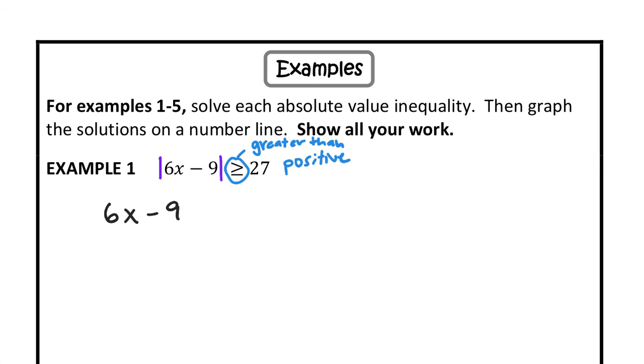Either we have less than or equal to negative 27, or 6x minus 9, copy the equation, greater than or equal to positive 27. Okay, and I'm just following the idea of the previous page. So I have two problems to solve, and let's solve for x. So let's work with this one first. Solving for x, the opposite of subtracting 9 is adding 9.